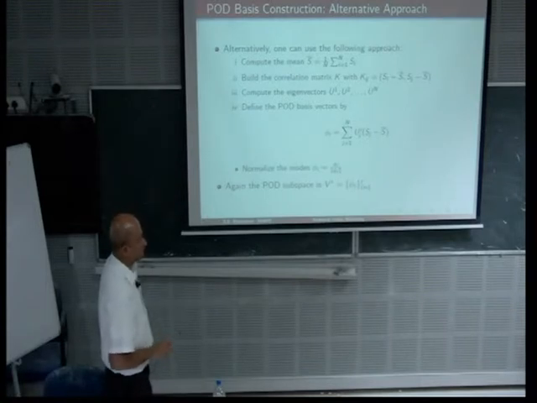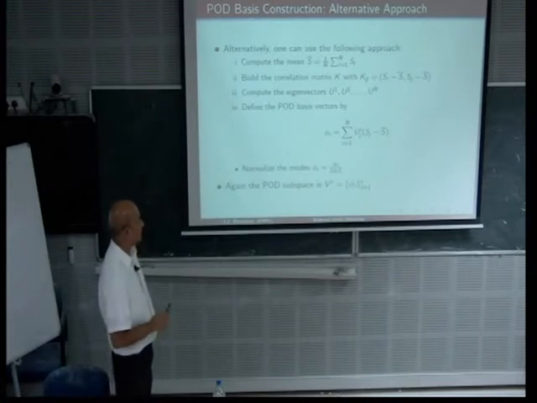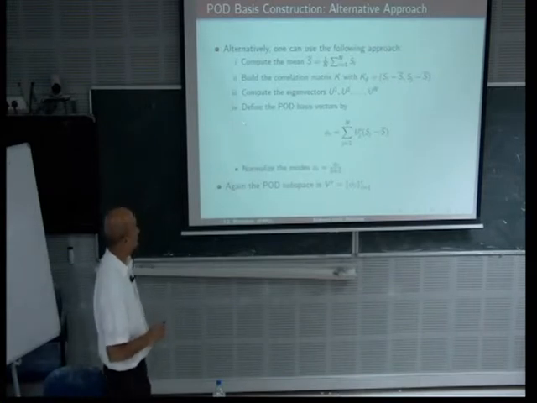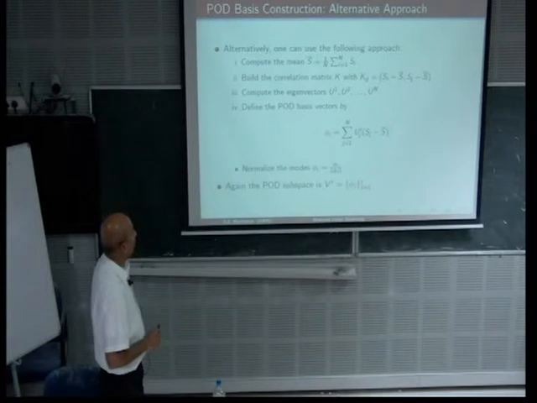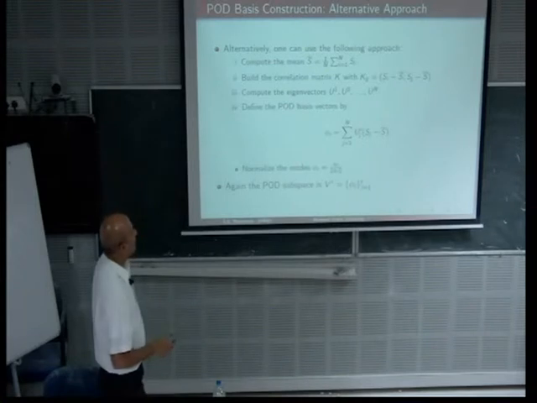This one doesn't use SVD. If you don't know SVD, and only know eigenvector computation, this one is for you. So alternatively, you use the following approach: compute the mean of these snapshots. The snapshots s_i are vectors, basically arrays. You compute the mean of them.